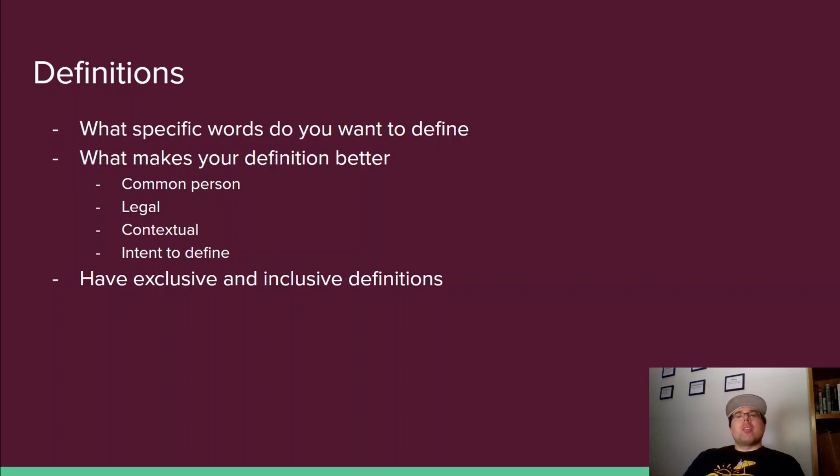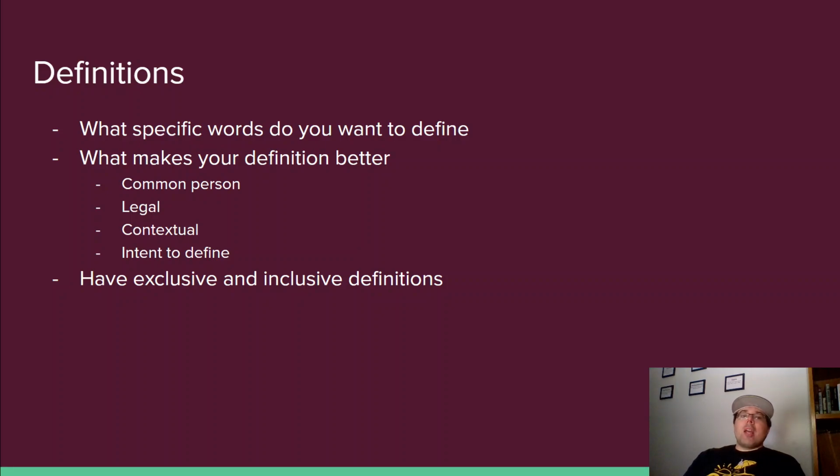And one last thing to look for inside of definitions, and could be an argument as to why it's better, is there an intent to define? Oftentimes, you will find pieces of evidence that might give exemplars or examples about a particular meaning of a word, but it won't necessarily have the intent to define what that word is. And so you might be able to make some arguments as to why certain pieces of evidence having an intent to define makes it a better piece of evidence than one that maybe doesn't.